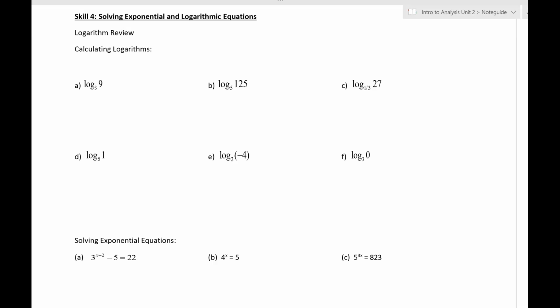So we're going to explore a reminder of how logarithm calculations work so that we understand what we're talking about here, and then how to actually solve equations with logs and exponents. The first thing to remember is that a log is just a rewritten form of an exponential expression.